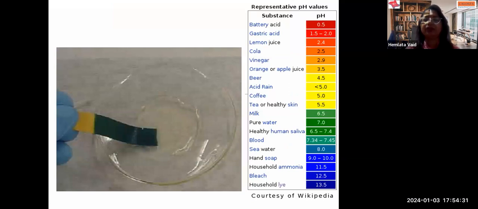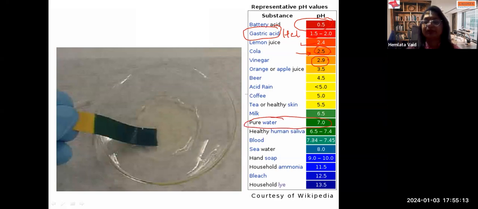Now this is the list of some common substances with their pH values. You can see here, the battery acid is the strongest. It is having pH 0.5. Gastric juice has hydrochloric acid. You can see how strong this acid is, 1.5 to 2 pH. Then lemon, cold drinks. Cold drinks are acidic in nature. You must have heard elders saying that you should not be having more cold drinks because they are not good for the health, because they are acidic in nature. Vinegar is 2.9. Then here you can see pure water is 7 pH.